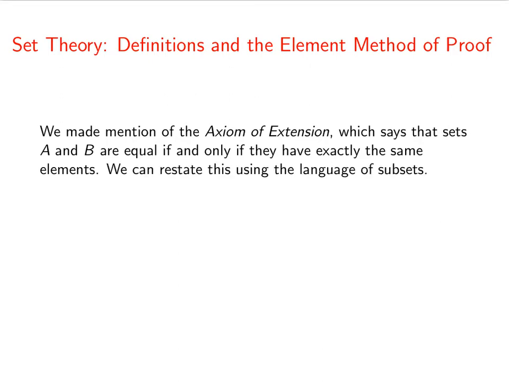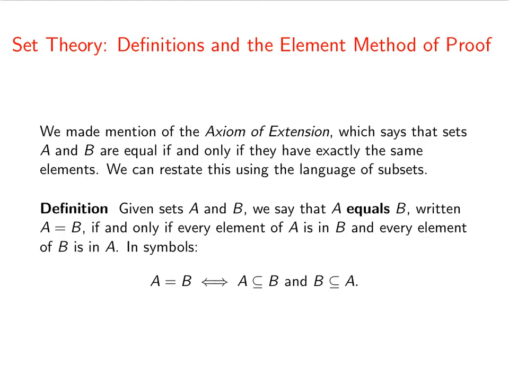Now we're going to restate this using our language of subsets, and we'll make a definition to say that given sets A and B, we're going to say that A equals B if and only if every element of A is in B and every element of B is in A. And you can write this symbolically by just saying that A is equal to B if and only if A is a subset of B and B is a subset of A.